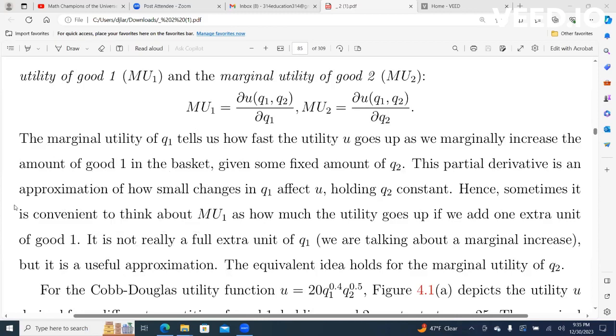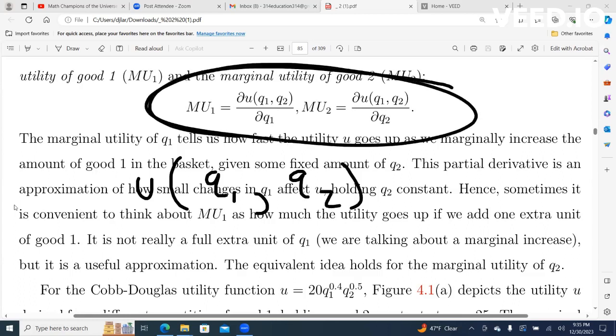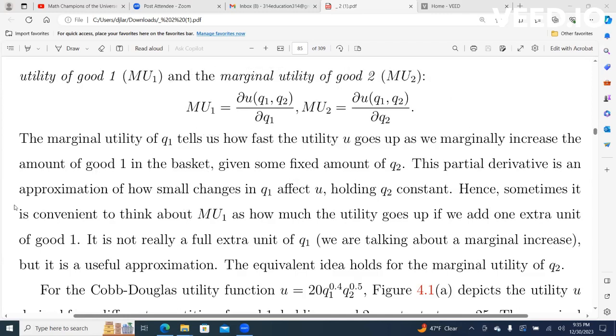So what is u? For the rest of this chapter, u is going to be our utility as a function of quantity 1 and quantity 2. Obviously these would be the partial derivatives: the derivative with respect to quantity 1 and the derivative with respect to quantity 2. The derivative with respect to quantity 1 is the change when Q2 is constant, and vice versa for the other one. They describe all of that right here.